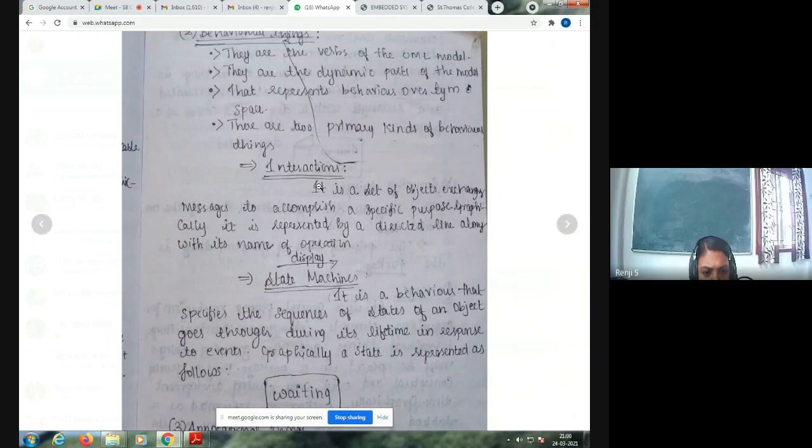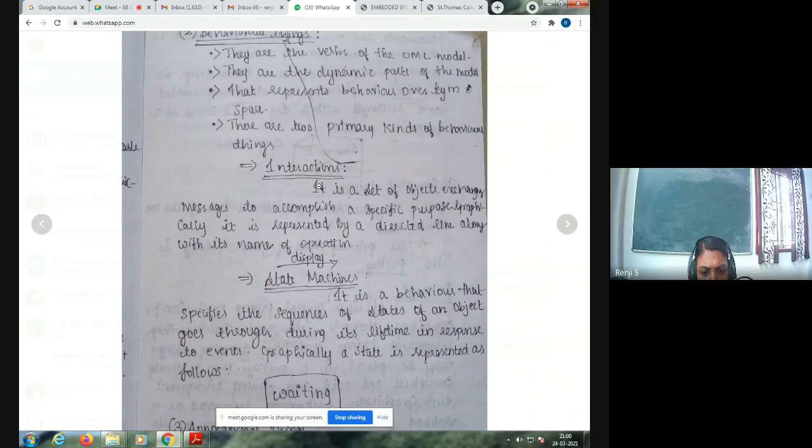Graphically, it is represented by arrows with an arrowhead along with the name of the operation. So for a display operation, there is a message sent from one unit to another to display a value. We represent it in UML with a dashed line with an arrow, with the name of the interaction written near it. Then the next behavioral thing is the state machines.